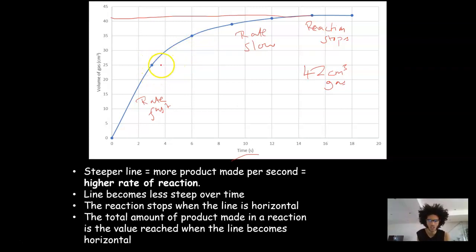All this does, it basically tracks how much you've made in total as the reaction goes along. So for example, between 3 seconds and 6 seconds, you've made another 10 centimeter cubed of gas. That's all it means. So don't get tempted to do the adding up thing. All you have to care about is where it finally ends up, and in this case, it's 42. So that's just the basic interpretation of how you look at these graphs.